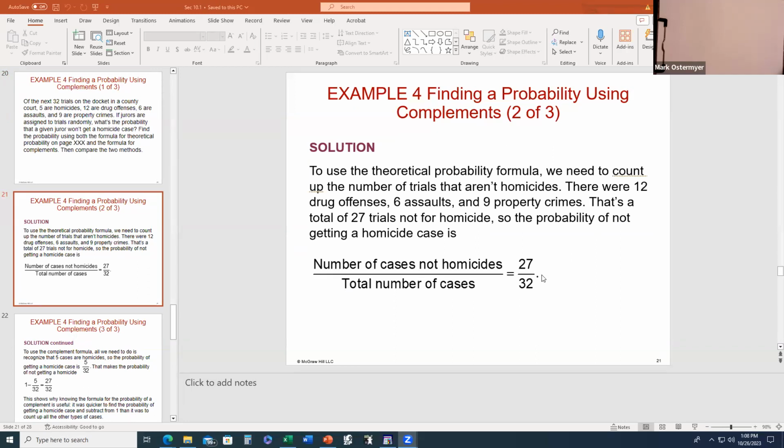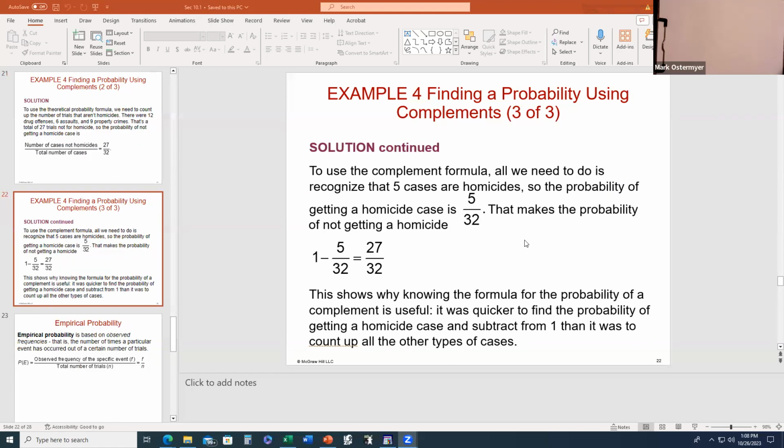Another way we could compute this probability is to use our complementary probability rule. That is to say, the probability that a juror will not be assigned to a homicide case is going to be equal to 1 minus the probability that they will be assigned to a homicide case. So how many ways can you be assigned to a homicide case? Well, how many homicide cases are there of the 32 cases? There's 5. Notice 1 minus 5 over 32 is equal to 27 over 32.